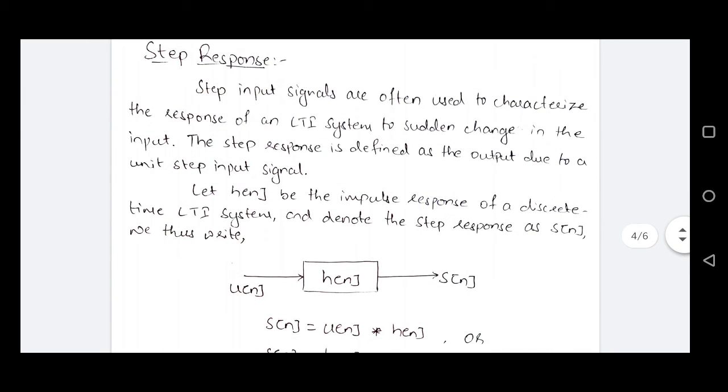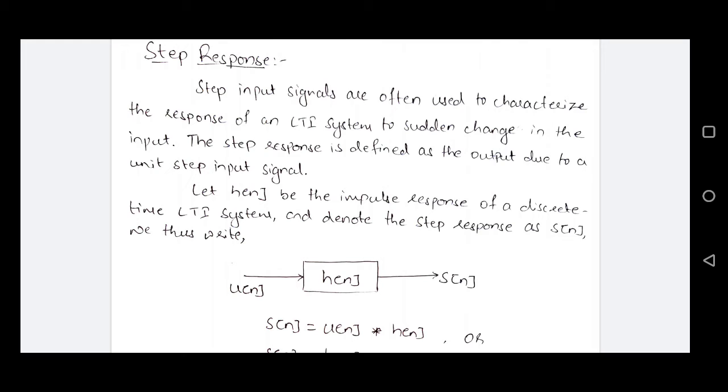Next topic is step response. Now, step response, just like impulse response, is the output of a linear time invariant system when a unit step function is applied as an input to it. We all know the definition of impulse response. Impulse response is the output of an LTI system, linear time invariant system, when a unit impulse function is applied as an input to it. Likewise, step response is also an output of an LTI system itself, but the input to that LTI system will be the unit step function this time.